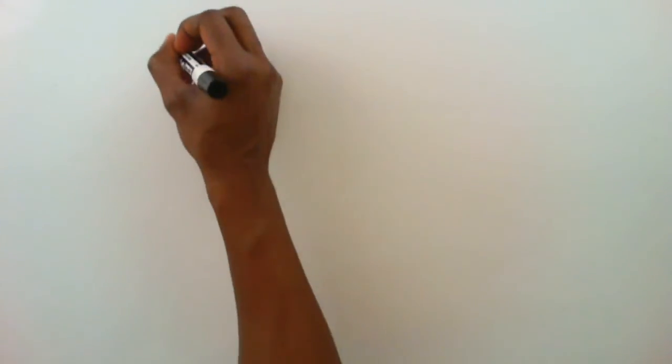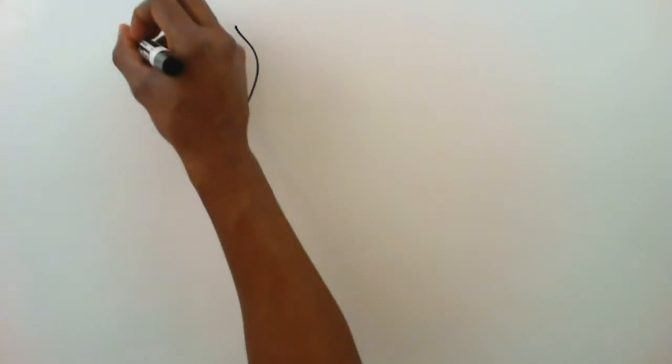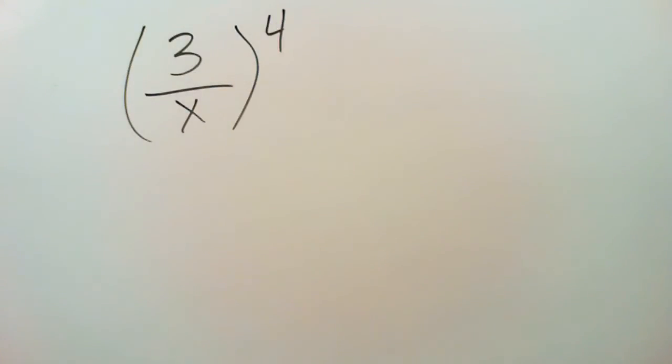The rule for the power of a quotient. This rule tells you that a quotient raised to a power is the quotient of each factor raised to the power. For example, take the problem 3 over x raised to the fourth power. Since we have 3 over x raised to the fourth power, we can apply the rule for the power of a quotient. We want to raise the numerator 3 to the fourth power and the denominator x to the fourth power. This is how that looks.